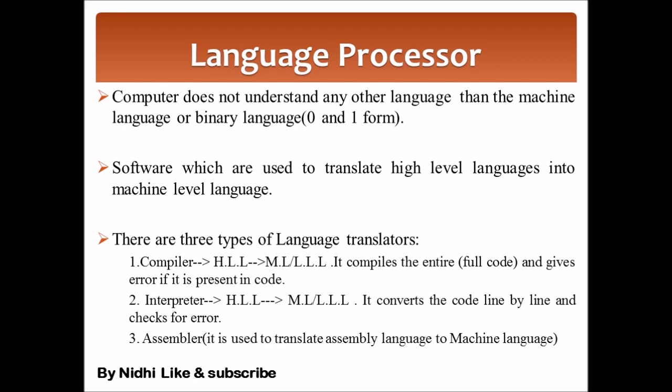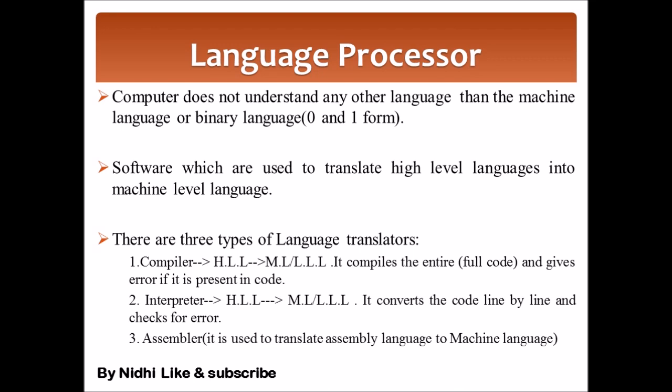The software which is used to translate the high level language that we use into machine level language is known as language processor or language translators. There are three types of language translators. One is compiler, second is interpreter, and third is assembler. You can see here the language translator which converts HLL, that is high level language, into machine language or low level language is called compiler. It takes the whole program and gives errors. If an error is present, then it will show you that type of error.